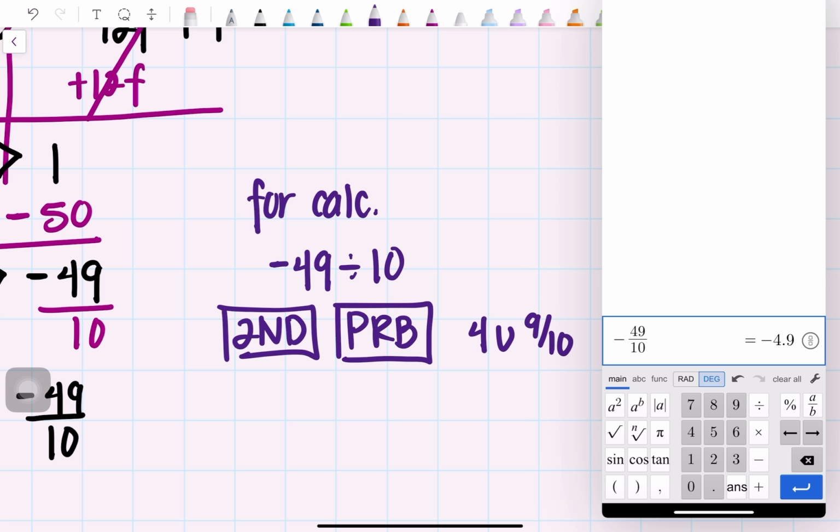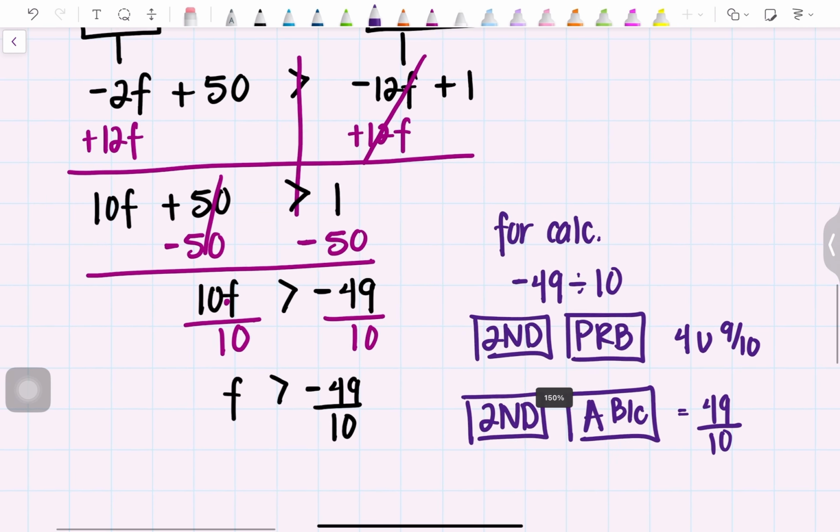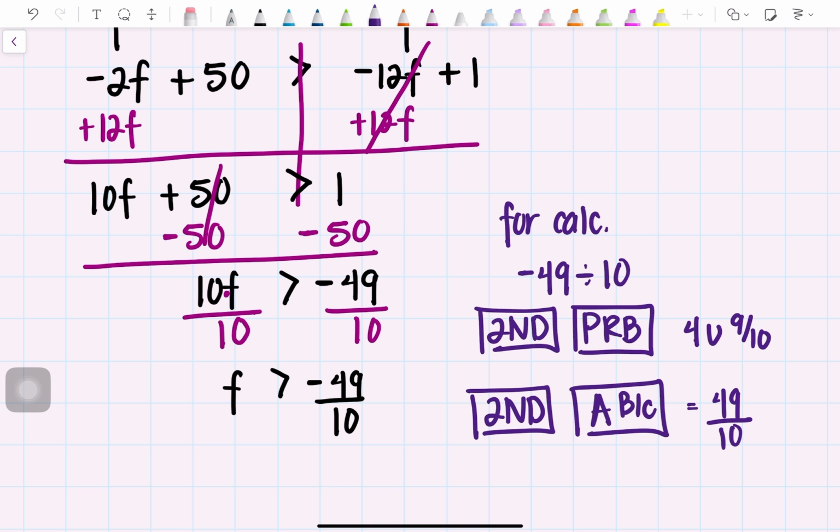We want an improper fraction. So then from there, you're going to click second again. And then you're going to click the ABC button, which is actually below the PRB button. And then it's going to give you that 49 over 10. Negative, by the way, guys. Negative.